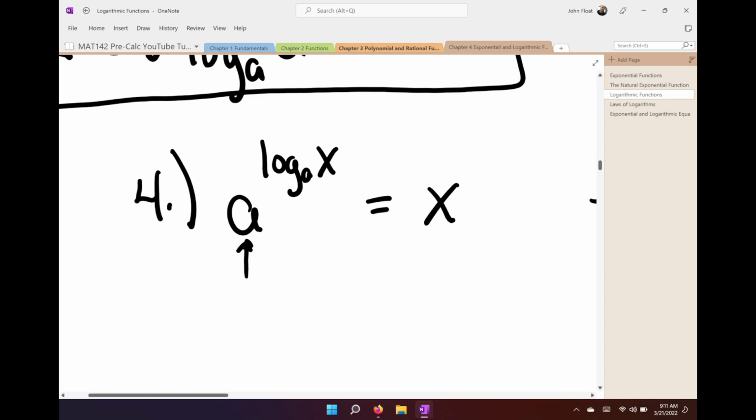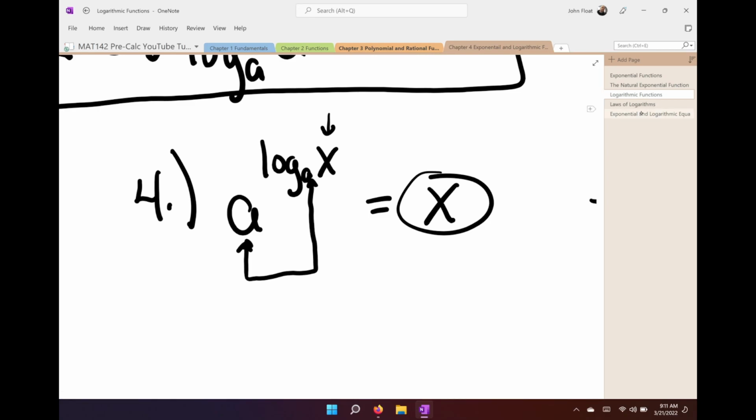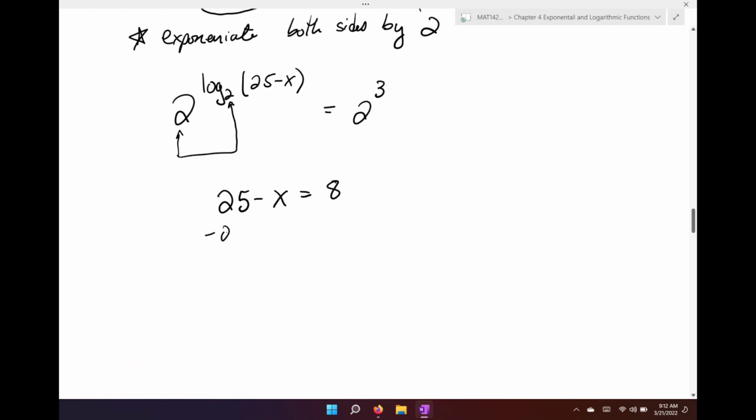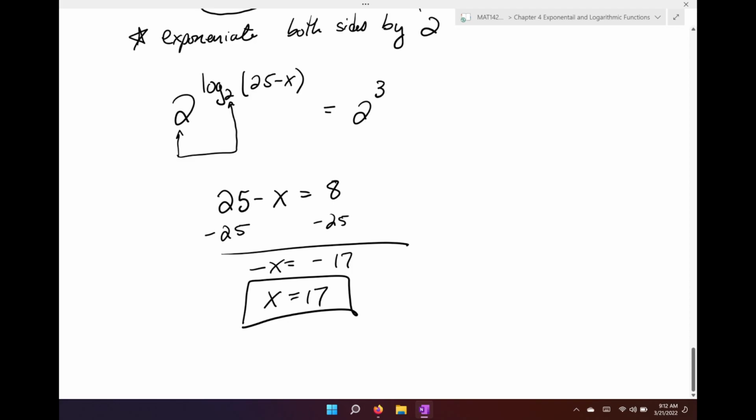When the base of the exponential is the same as the base of the logarithm in the exponent, it simplifies down into whatever the argument of the log is. So if we go back to our example, that's exactly what I'm going to do. By exponentiating both sides by the number 2, my base and the base of the log now match, which means the left-hand side reduces down into 25 minus x, where the right-hand side turns out to be an 8. From here, I'm going to subtract 25 from both sides to give me negative x equals negative 17, which means x equals positive 17, because you divide both sides by negative 1.